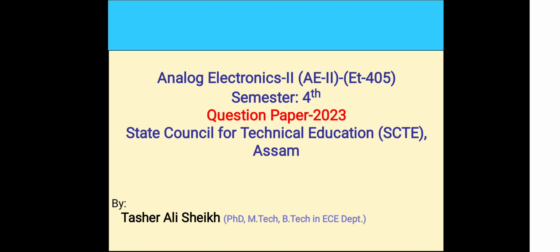Today we will discuss Analog Electronics 2, subject code ET405, for the 4th semester. This question paper came in the year 2023 in the State Council for Technical Education for all Assam Polytechnic end semester examinations. Myself Tashir Ali Sheikh.